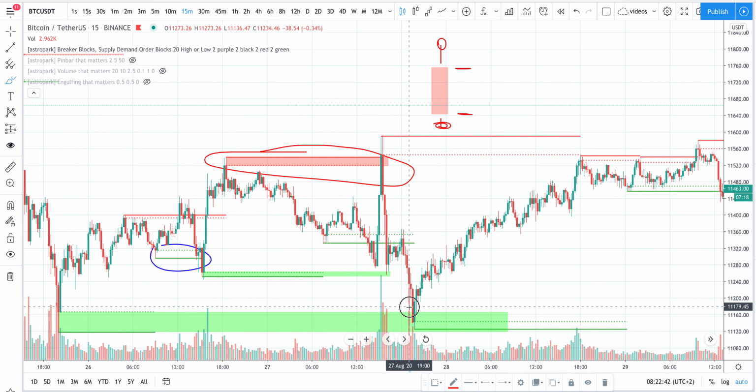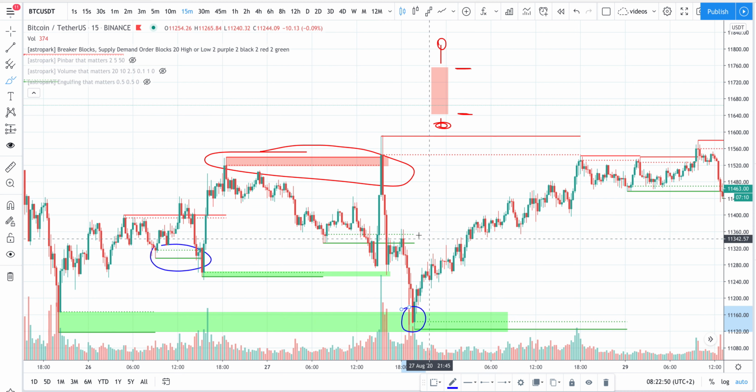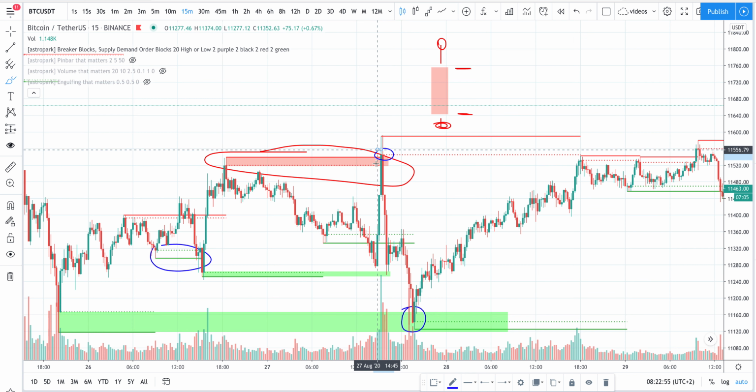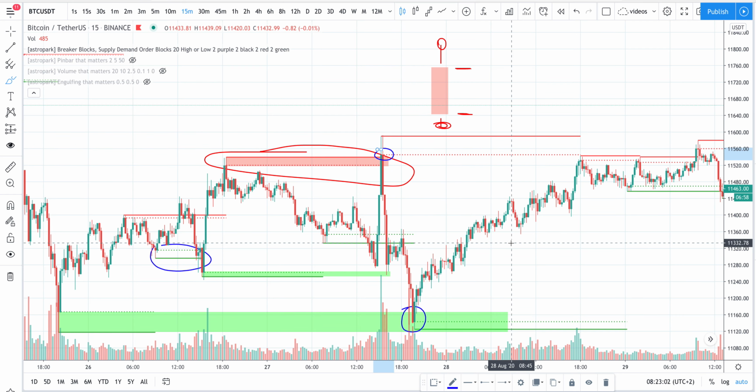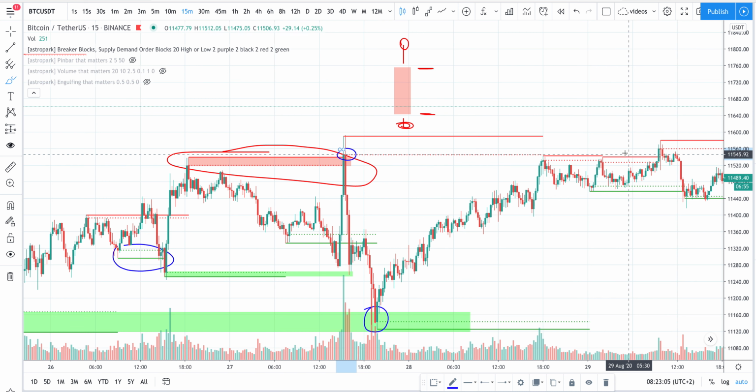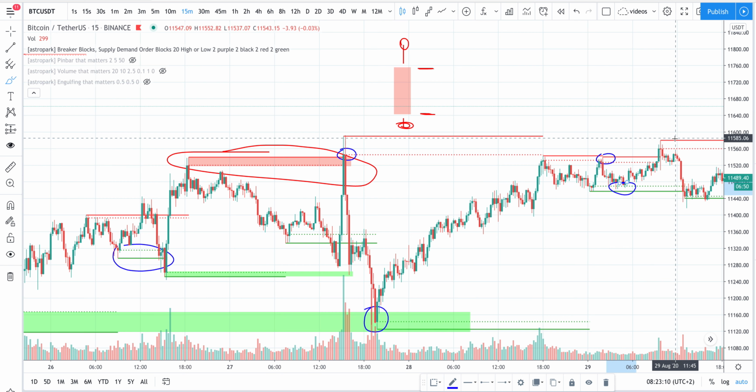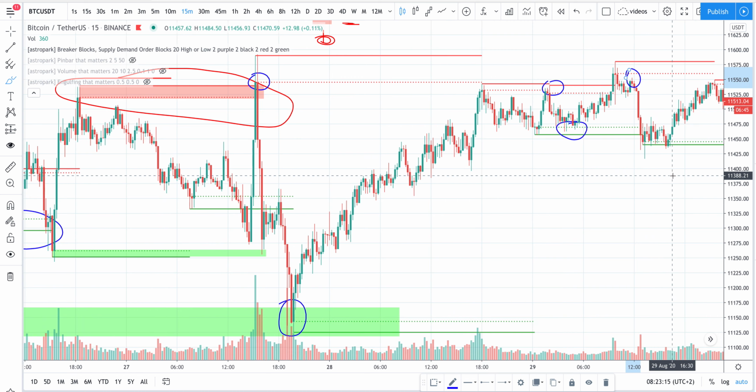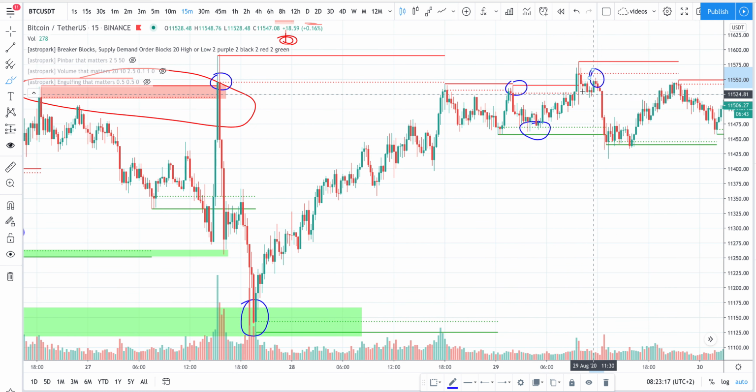In this case, it was a perfect entry. Price went up. Here you have a close higher, but price was rejected immediately. So we can say this was a valid zone. This is another valid zone. Valid, for example. Again, here it was really touched, but it is a valid zone.